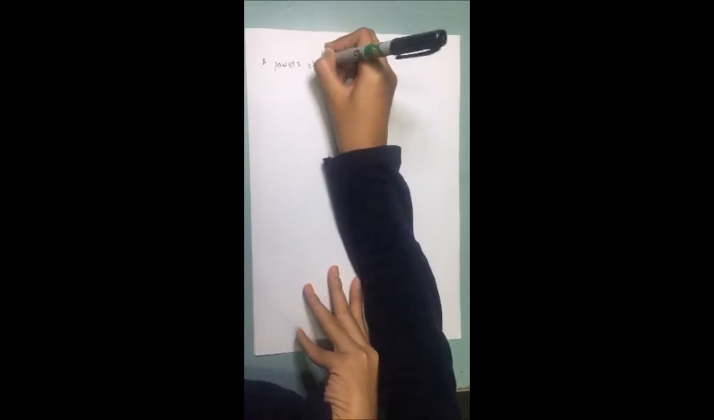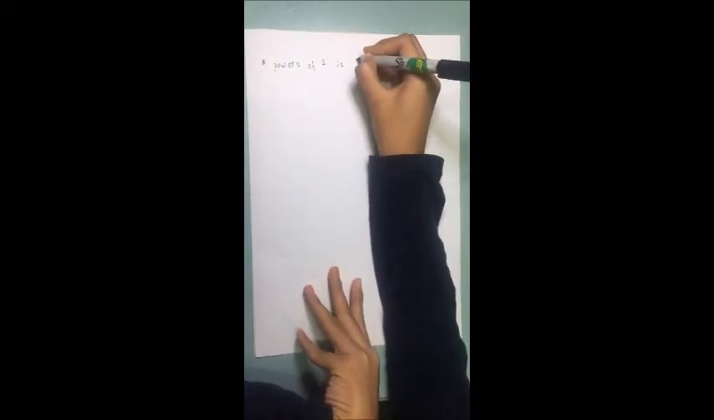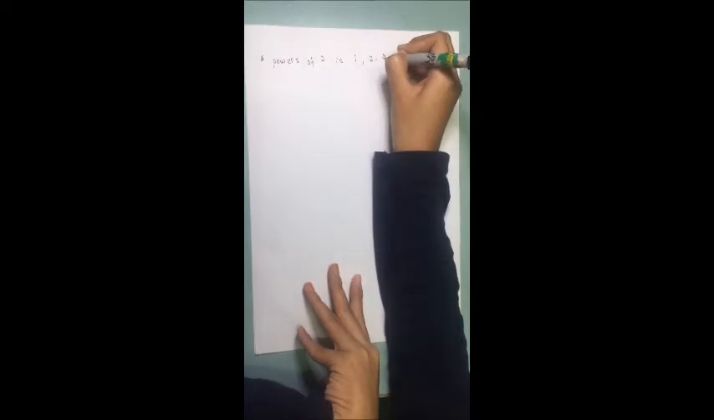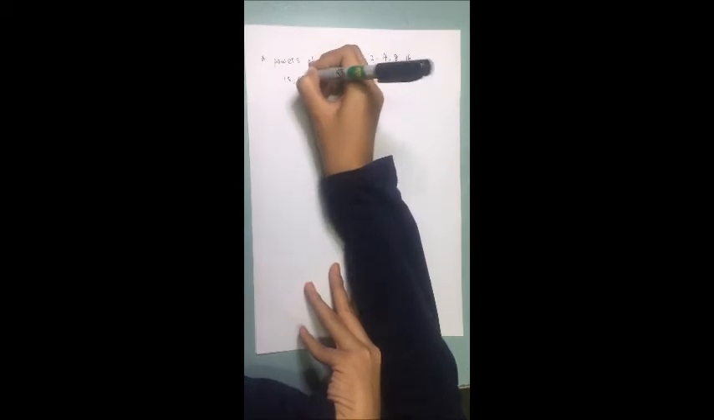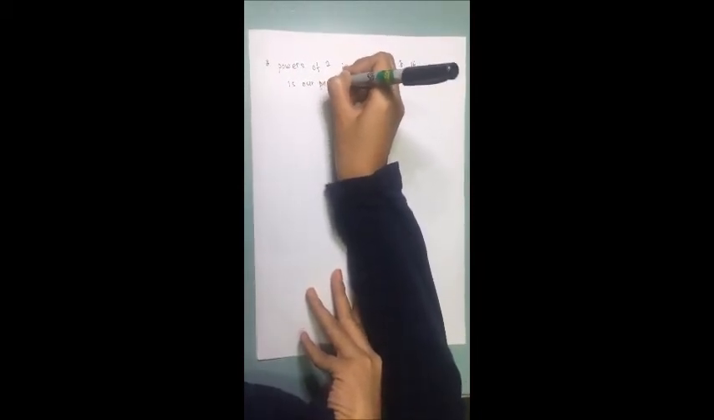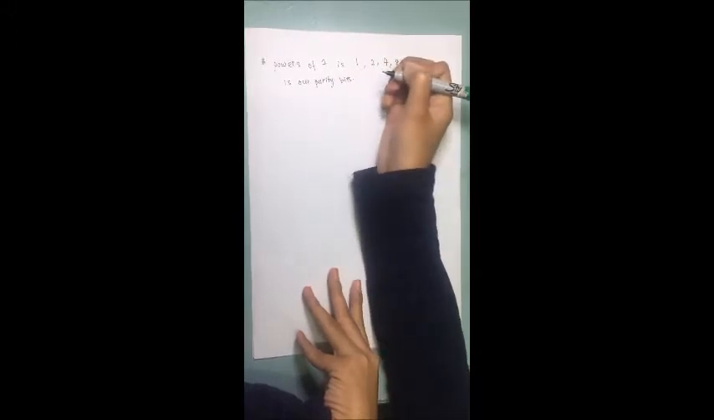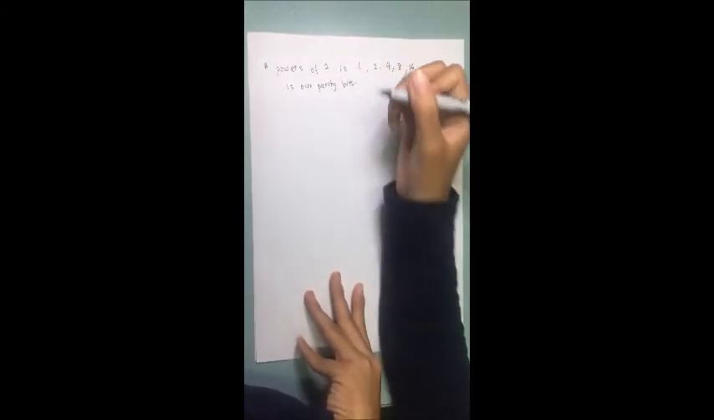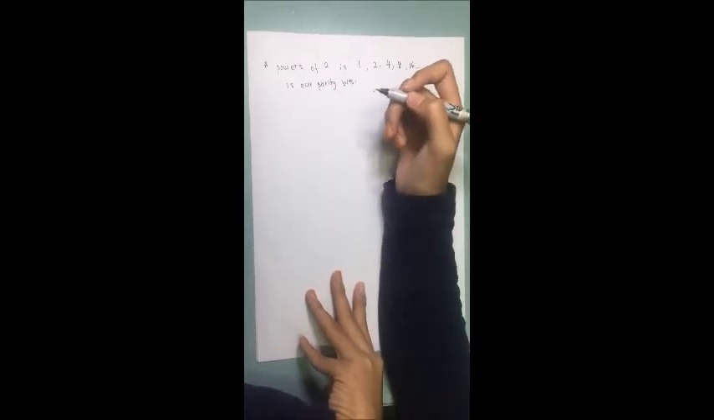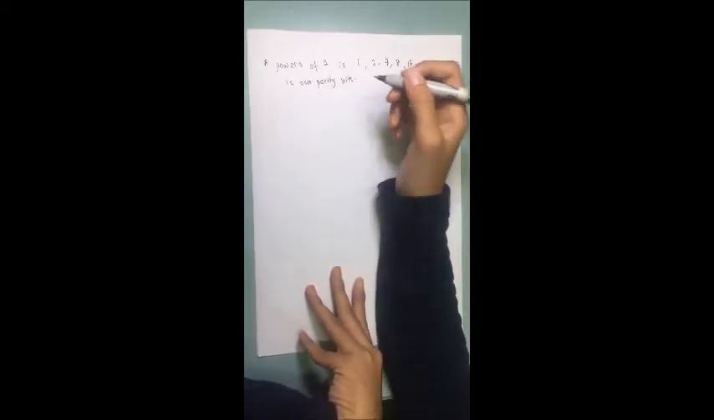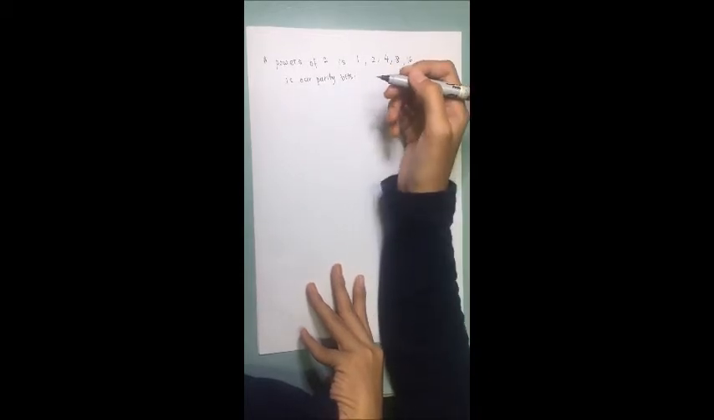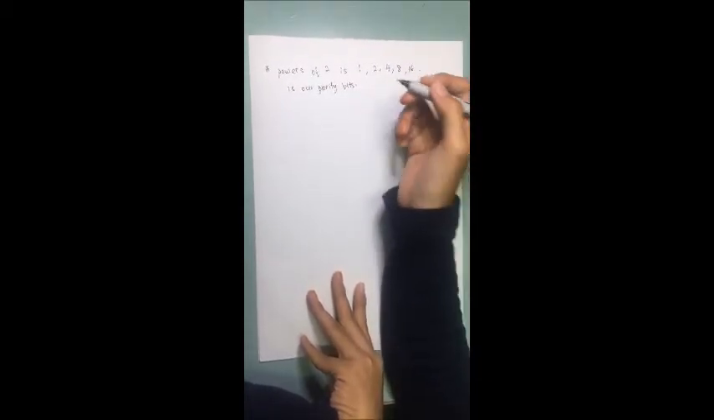All bit positions that are powers of 2, which is 1, 2, 4, 8, 16 and so on, are our parity bits. Each parity bit calculates the parity for some of the bits in the code word. The position of the parity bit determines the sequence of bits that it alternately checks and skips.